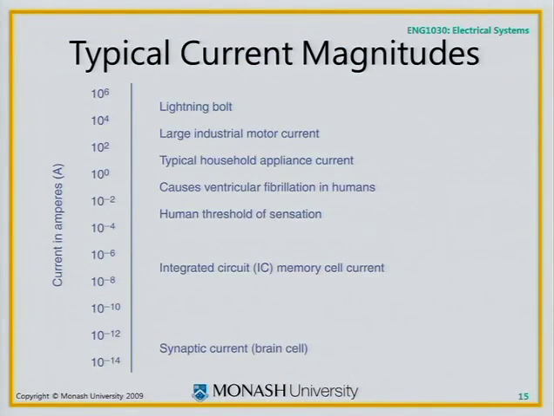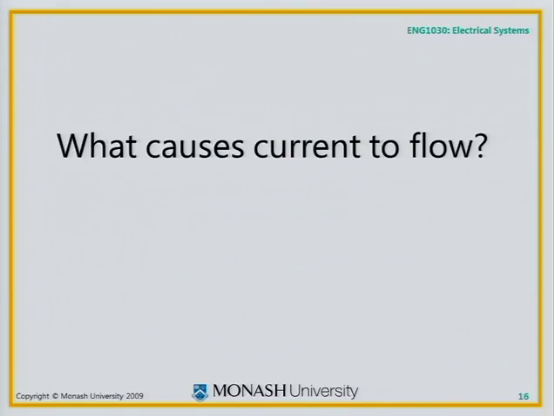So there are some typical current magnitudes, all the way from the currents jumping around in your brain at 10 to the minus 14 amps up to lightning bolts at 10 to the 6. And again, in electrical engineering, depending on what you do, you might have to deal with all of those different ranges. So what causes current to flow in a circuit?